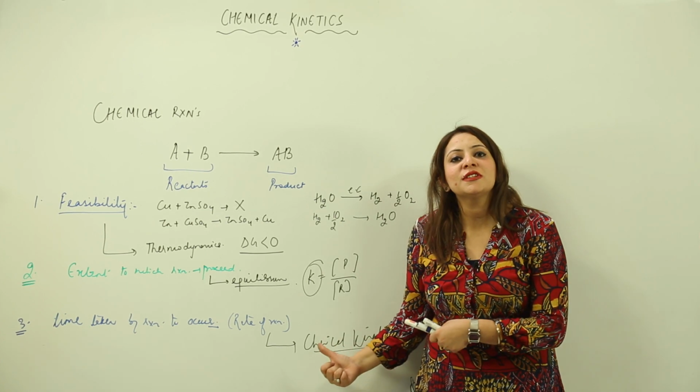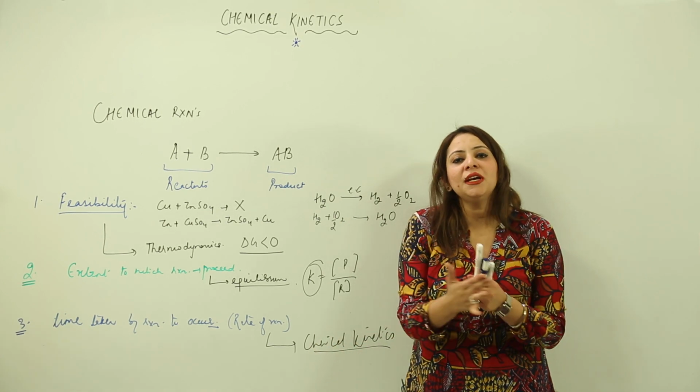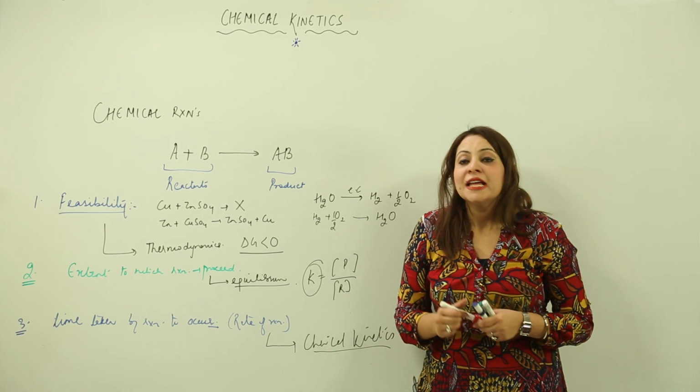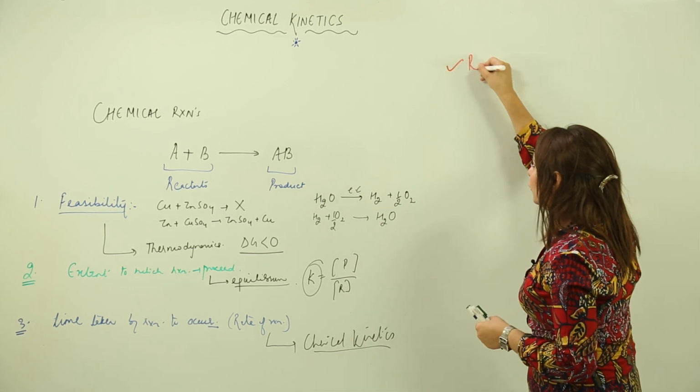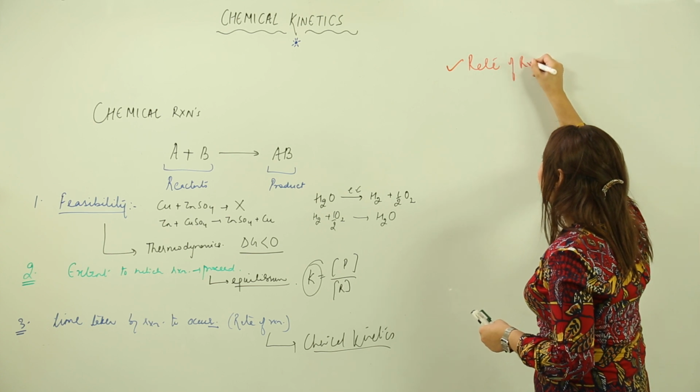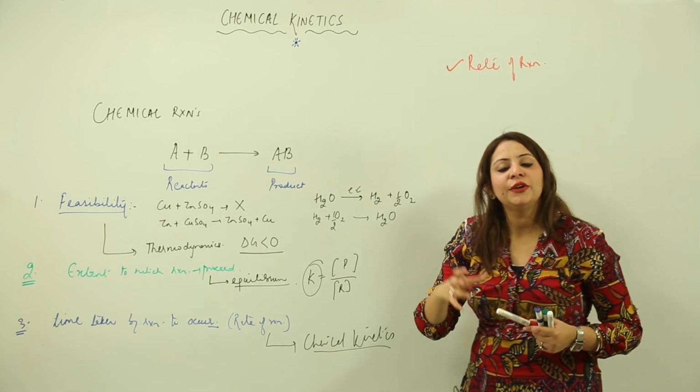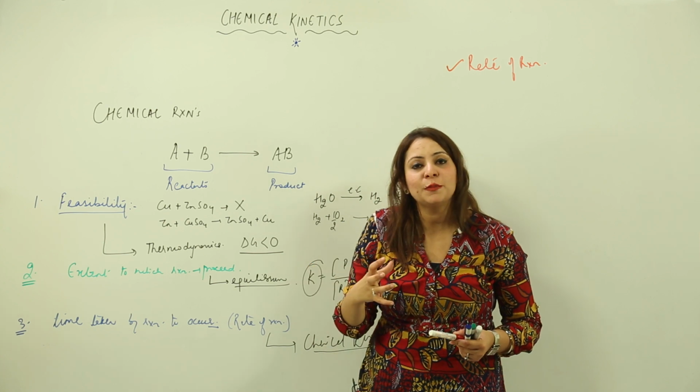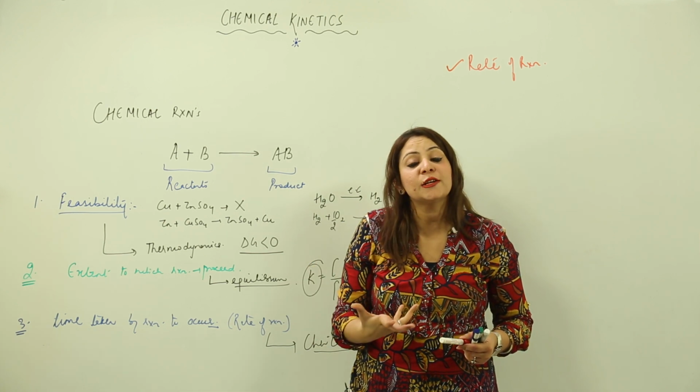So we are just going to start with chemical kinetics. Chemical kinetics is a branch of chemistry that deals with the study of rate of reaction, mainly. But as we know, rate of reaction is also affected by the mechanism of the reaction, that is, how the reaction is taking place.